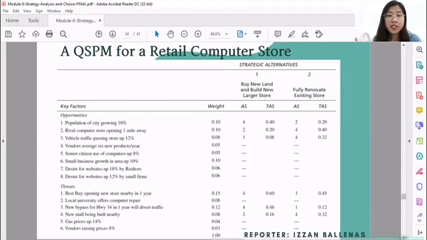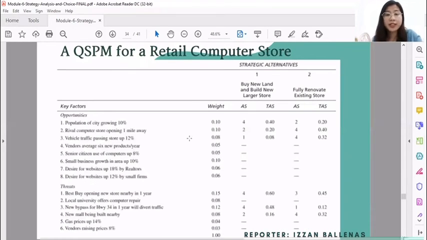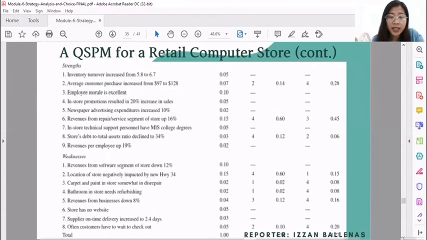Here is an example of a QSPM for our retail computer stores. We have here on the left side listed the key factors under opportunities, threats, strengths, and weaknesses. And then we also identified the weights and we examined the Stage 2 matching matrices. We have the 2 alternatives here. And then we determine the attractiveness scores, the total attractiveness scores, and then the last step is to sum the total attractiveness scores.